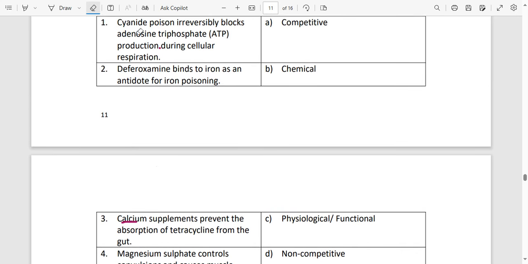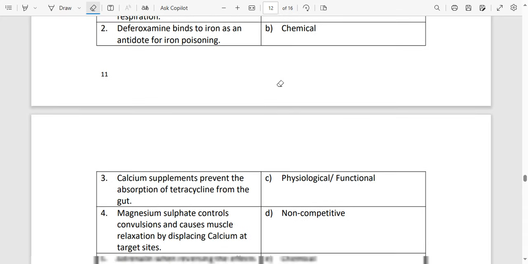So on A, cyanide poisoning irreversibly blocks. So that one is still fine because of the irreversibly blocks. That's going to be non-competitive. And then deferoxamine binds to iron as an antidote for iron poisoning. That's fine. Calcium supplement. So this is where we are. So which one are we saying we are going to settle for? A chemical also. So we have got two chemical antagonisms there. Okay. And then the next one, that's D.